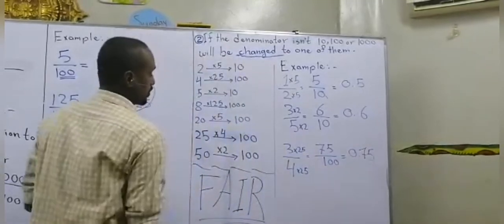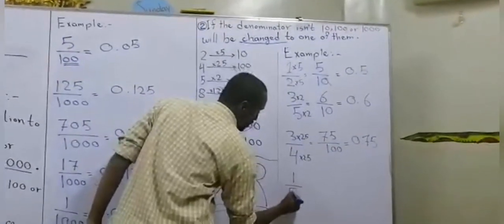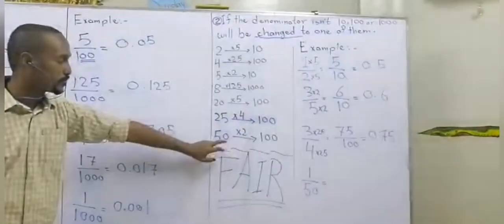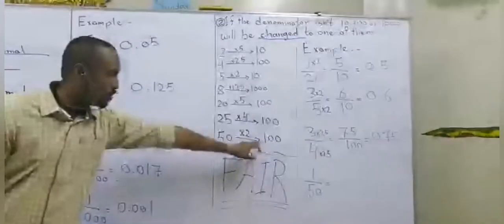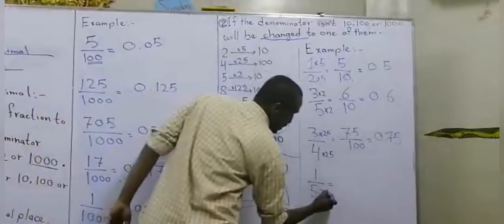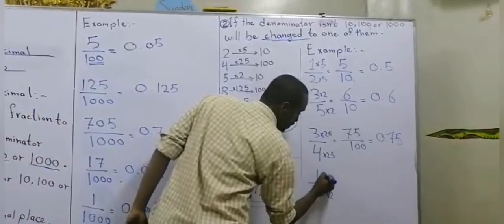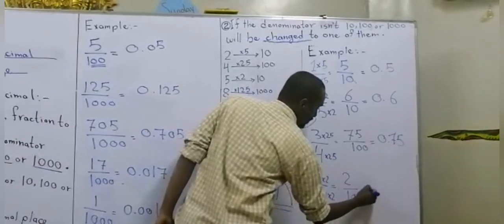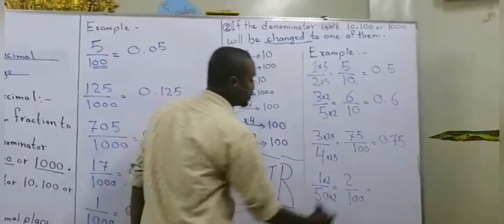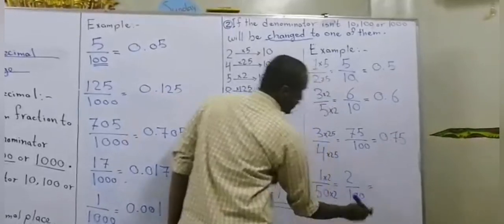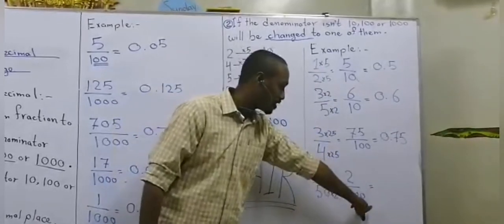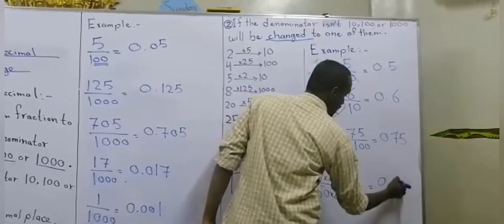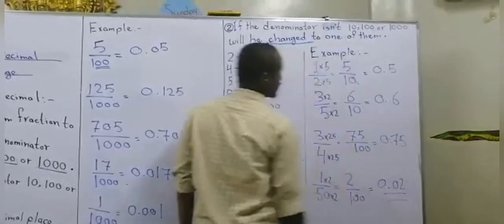The last example, 1 over 50. So, I should change the denominator to 10, 100. How? I multiply by 2 here, and by 2 here. So, it will be 2 over 100. I said here we have one digit and the denominator 100, 2 zeros, that means 2 decimal places. So I'm going to add 0 between the point and the numerator. So the answer will be 0.02.